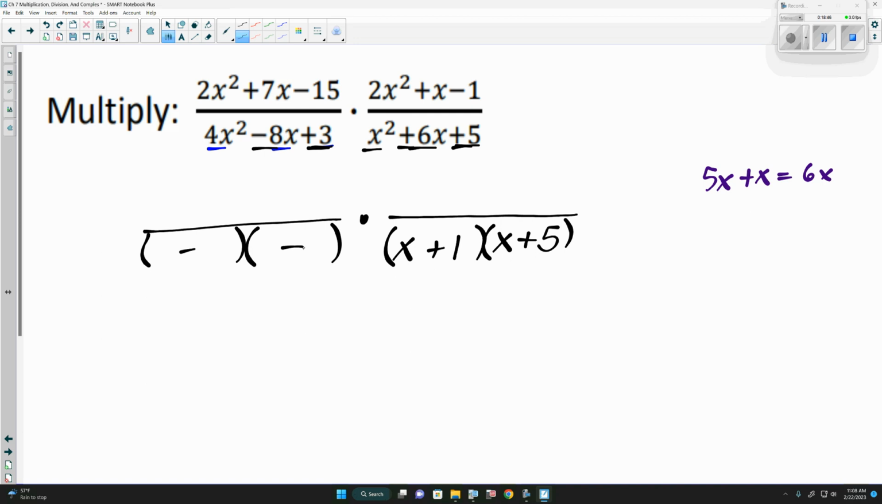Now we need to find the factors of the first and third term. Well, with 4x squared, we'll have x and x. Now the factors of 4 are 1 and 4 or 2 and 2. Do we want 1 and 4 or 2 and 2? 2 and 2. And the factors of 3 are 1 and 3, because there's only one set of factors for 3.